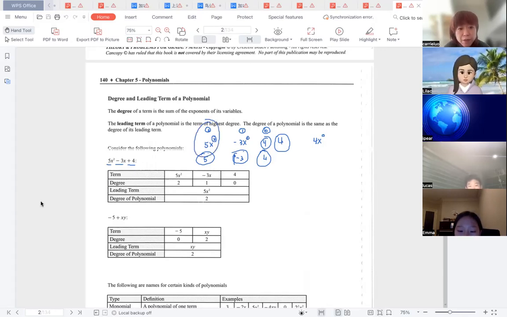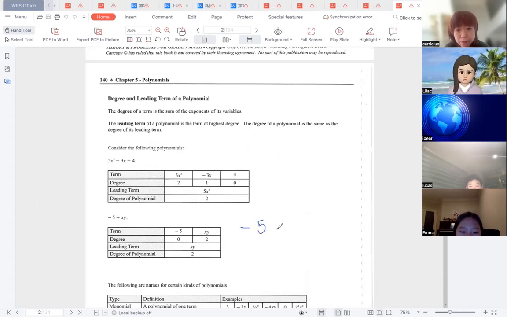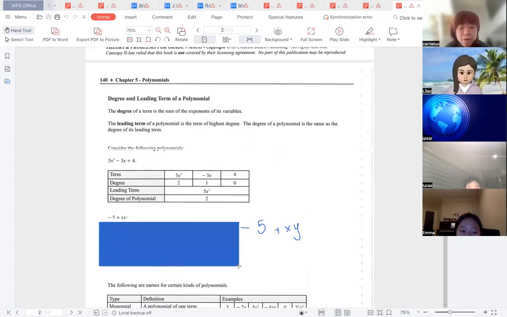Okay, so now let's take a look at the next one. So negative 5 plus xy. So Lucas, can you tell me what is the coefficient of negative 5 plus 3x, xy?